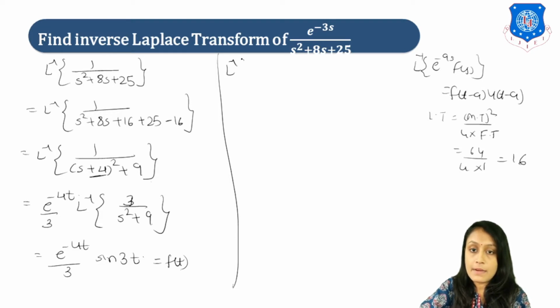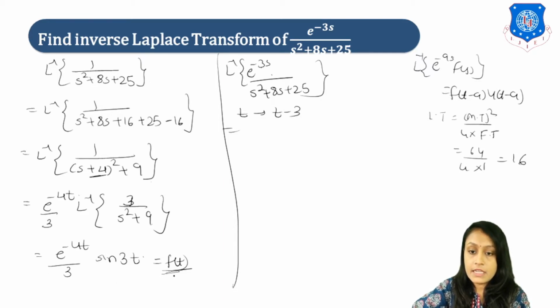Okay, so Laplace inverse of e raised to minus 3s upon s square plus 8s plus 25 is what, now here a is what, 3. Okay, so in place of t, what we will write, t minus 3 everywhere over here. In ft, in place of t, we will write t minus 3.